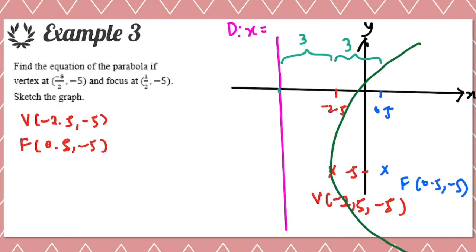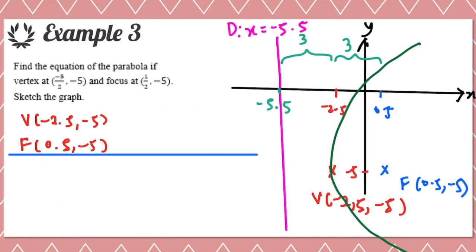Therefore, the distance between your vertex and directrix line should also be equal to 3. So negative 2.5, going to the back as much as 3 units, is equal to negative 5.5. Then let us conclude our directrix line. This is x equal to negative 5.5.